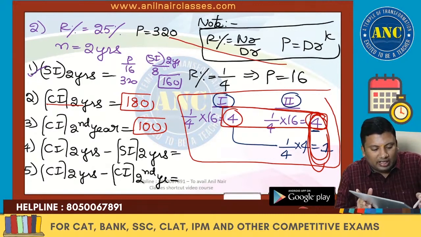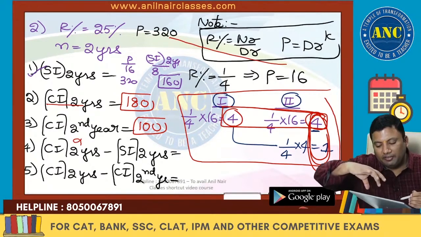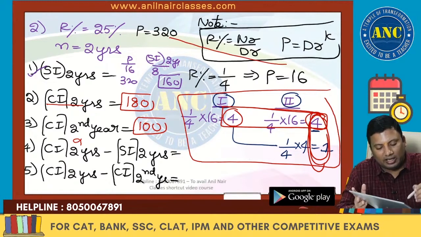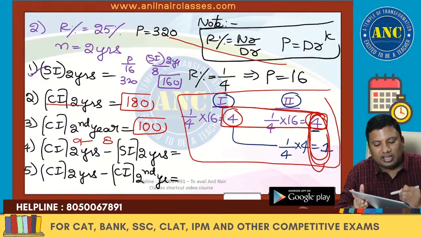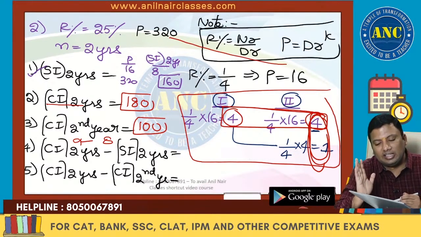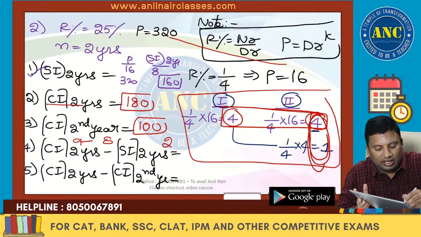CI for 2 years is 9. SI for 2 years is nothing but 8. 9 minus 8 is 1. 16 20s are 320, so 1 20 is 20.